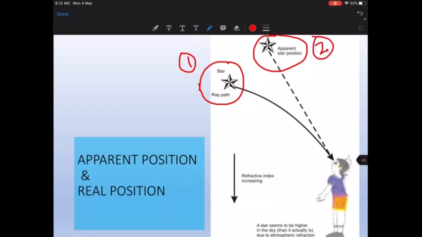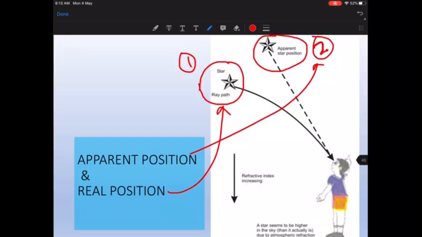So first point, this is known as the real position of the star because the star is at this position. But when you view it from the surface of the earth, this position number 2 is your apparent position. What do you mean by apparent? Apparent means some false position. Okay, actually the star is not there. The star is slightly below this position. But how do you see a star? You see the position of the star slightly higher than the actual position of the star, right?